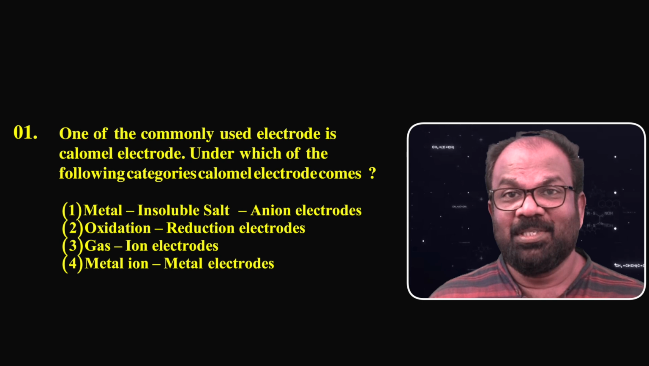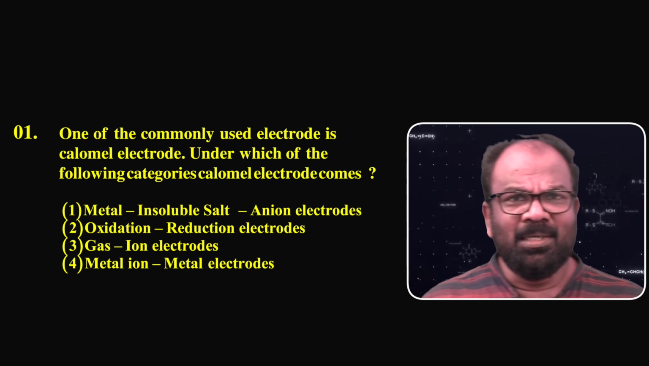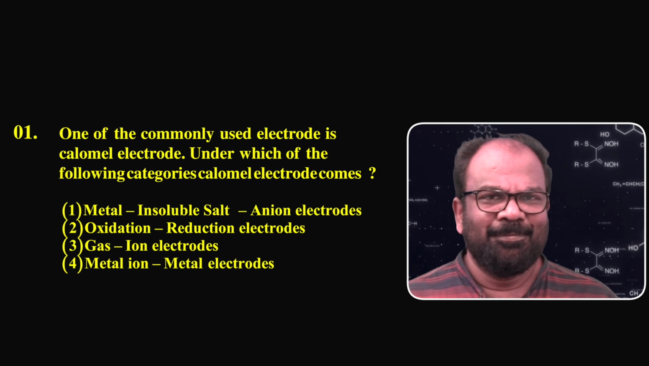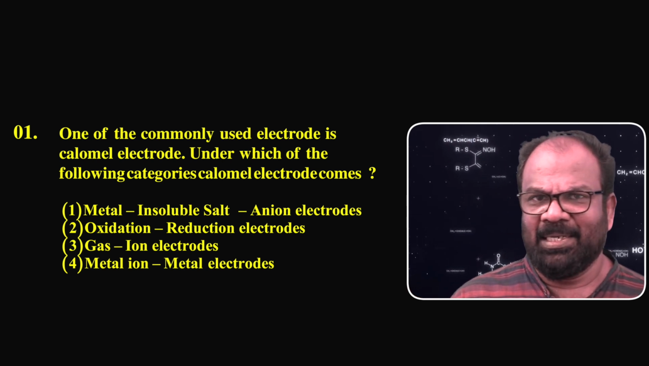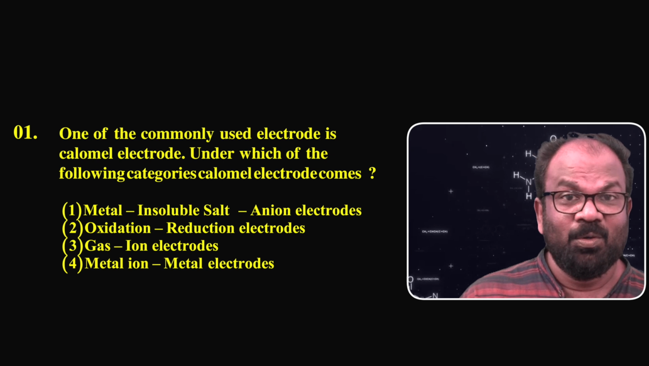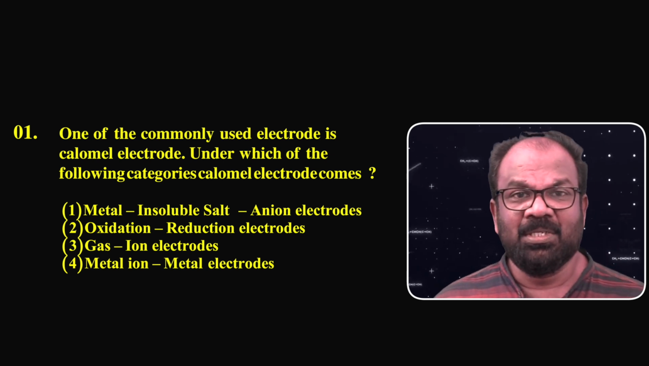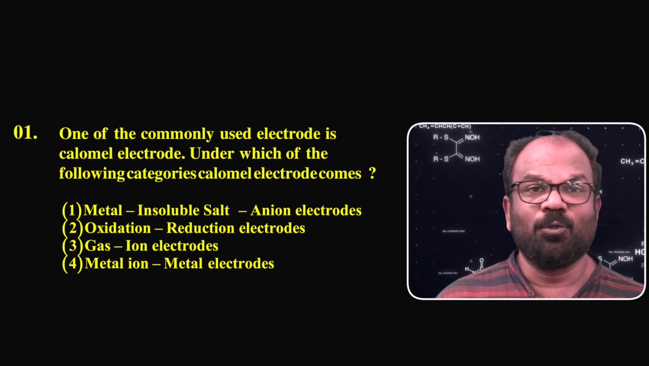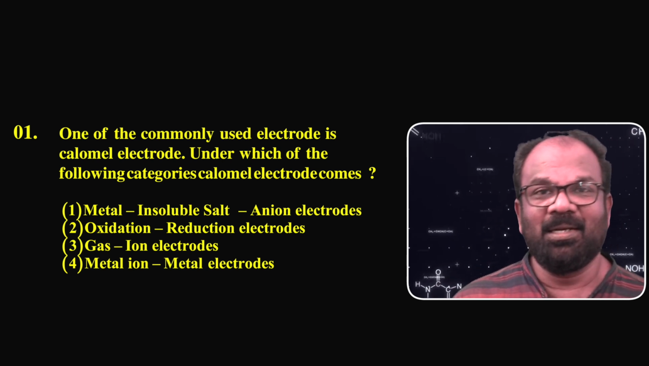Question number 1. One of the commonly used electrodes is the calomel electrode. Under which of the following categories does the calomel electrode come? First option is metal insoluble salt anion electrodes. Second option is oxidation reduction electrodes. Third option is gas ion electrodes. Fourth option is metal ion metal electrodes.